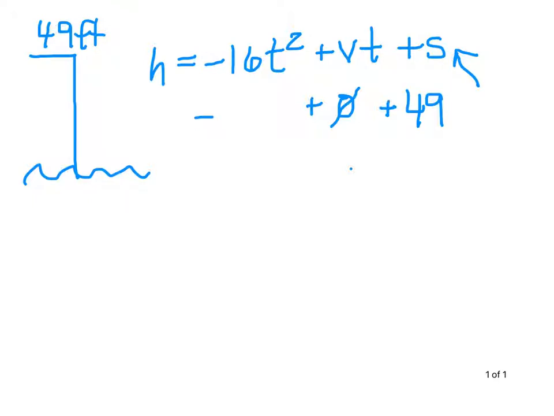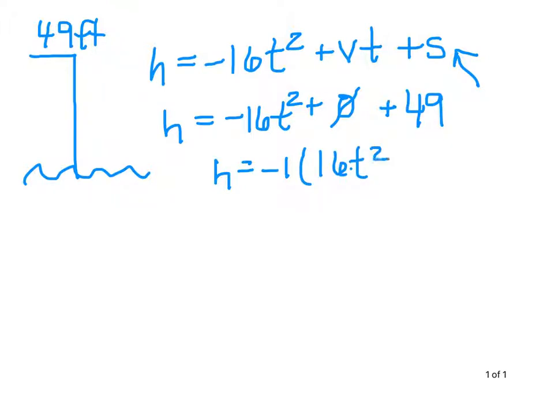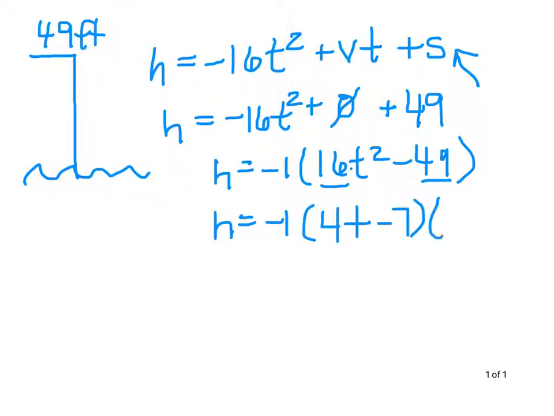Everything else is the same. So we have negative 16t squared plus 49. With some practice, you'll quickly begin to recognize that this is a difference of squares. So we can actually do h is equal to negative 1 times 16t squared minus 49. And then you will see that 16 is a perfect square and 49 is a perfect square. So we have h is equal to negative 1 times 4t minus 7 and 4t plus 7. And just in case you're not familiar with how to do that, let me walk you through it very quickly.